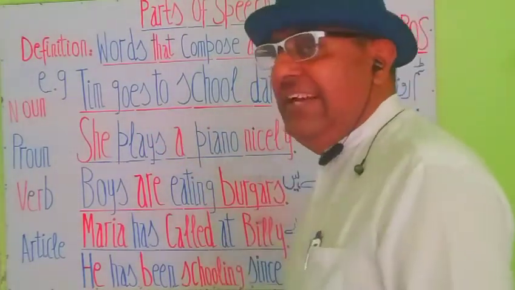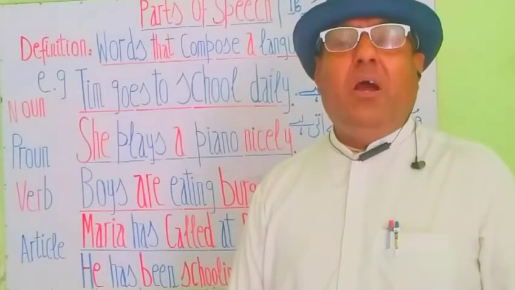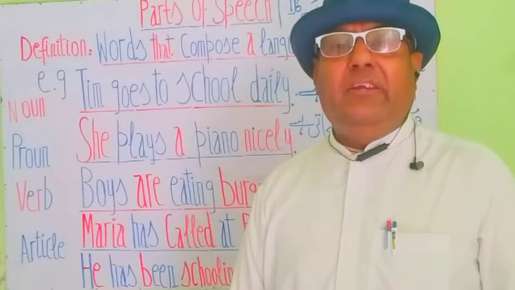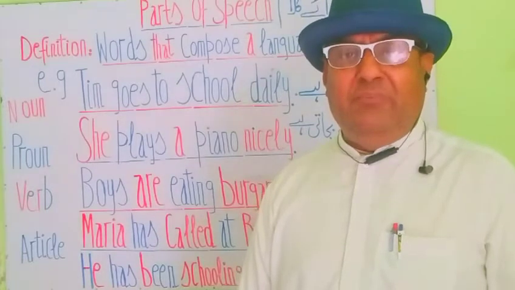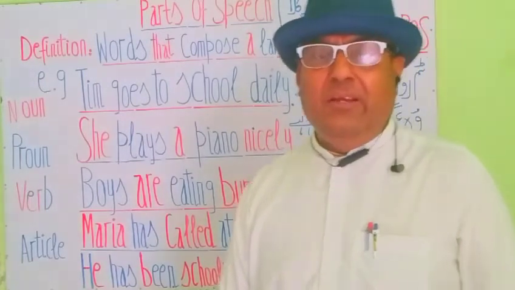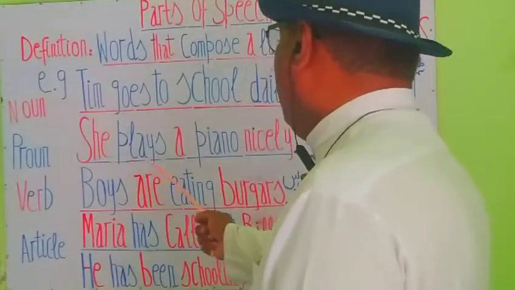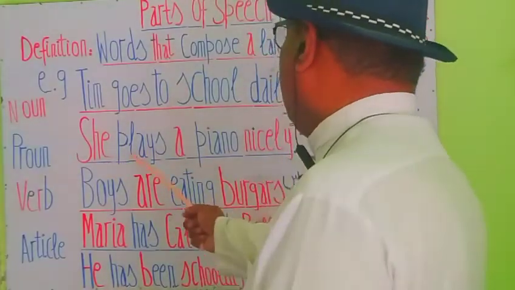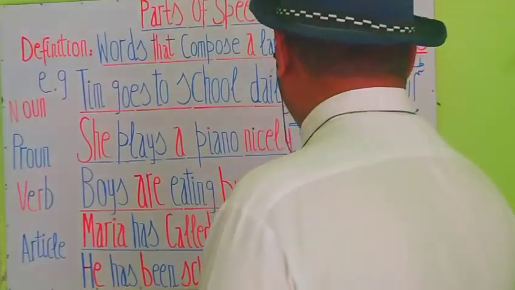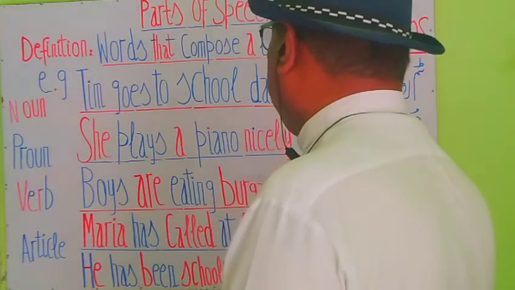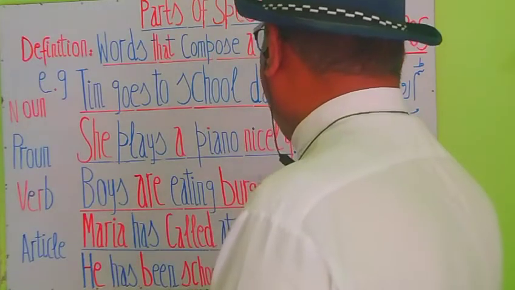Now let's see the next phrase. In the next phrase too, we will identify which parts of speech have been used in this sentence. Let's read out the next phrase. Here the next phrase is: she plays a piano nicely.